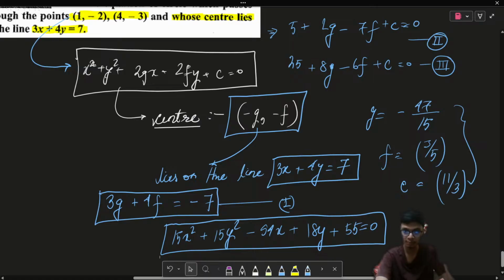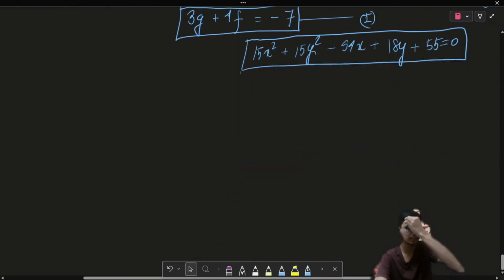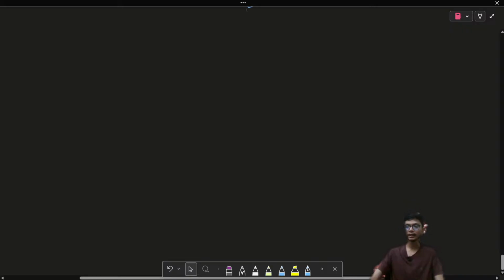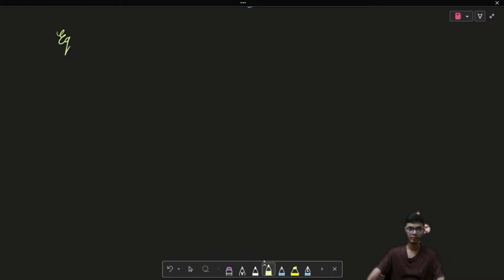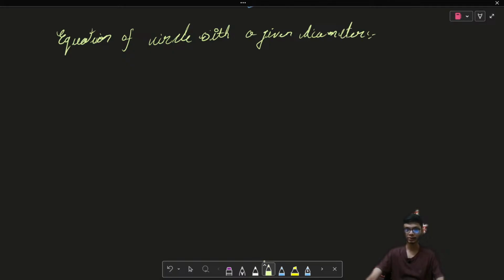Okay, so let us now move towards understanding another important concept, that is the equation of a circle with a given diameter. So what happens if I know the diameter of the circle? That is what I am going to discuss. So what is the equation of a circle with a given diameter? That is my next topic to discuss, right?